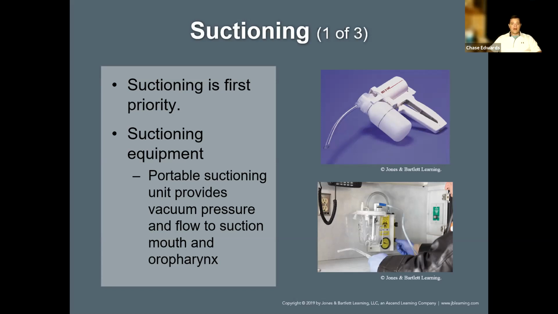Okay? Suctioning equipment: portable hand-operated and fixed mounted types. A portable suction unit provides enough vacuum pressure for suction of the mouth and oropharynx.